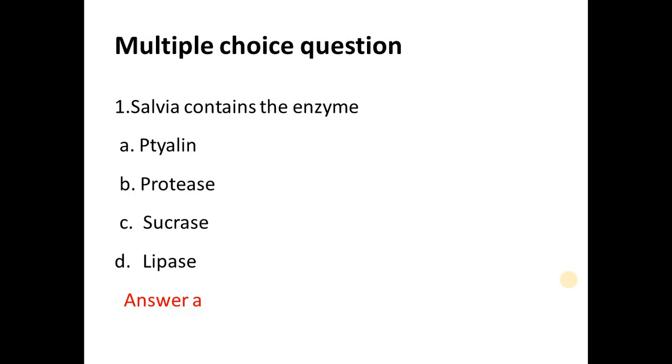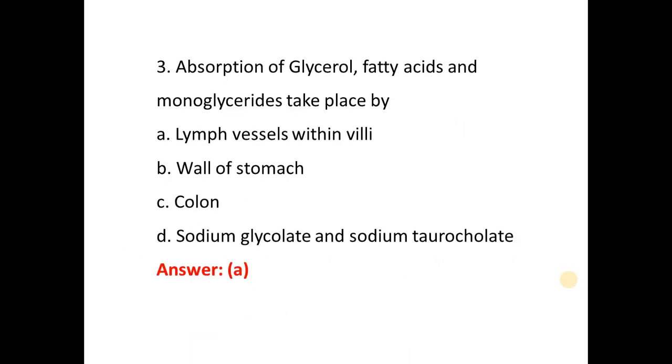Saliva contains an enzyme called ptyalin, proteases, sucrases, or lipases? The answer is ptyalin or salivary amylase enzyme. The next question: absorption of glycerol, fatty acids and monoglycerides takes place in lymph vessels within the villi, wall of stomach, colon, sodium glycocholate or sodium taurocholate? The answer is lymph vessels within the villi. So villi are important for the absorption of monosaccharides, glycerol and fatty acids, etc.